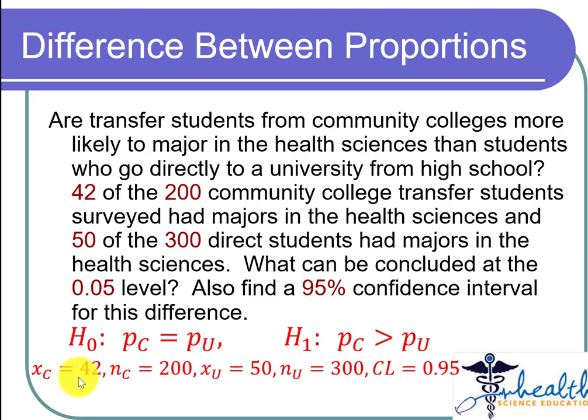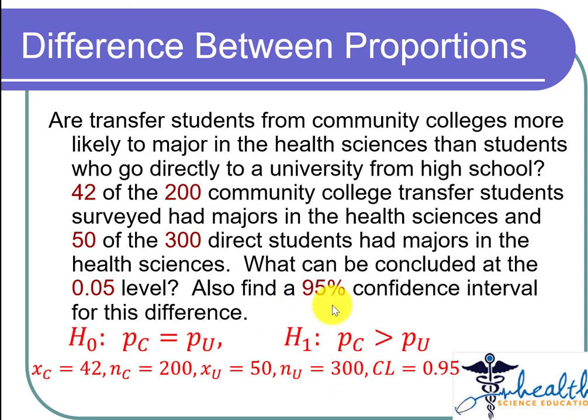So the 42, that was, I'm going to call that X sub C, the number of community college transfer students who said yes, is 42. N sub C, that was our sample size for those who transferred from the community college, that was 200. X sub U, that was the number of direct university students who majored in health science, that was 50. And N sub U was 300.